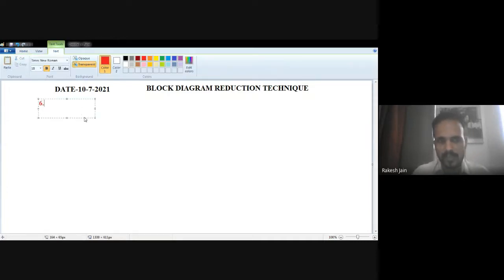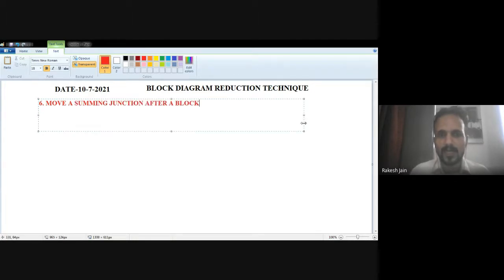So what is the sixth rule? Move a summing junction after it. In any block diagram representation, there are always three things available: blocks, summing junction and pickoff. For the blocks, there are two rules. If cascade, then multiply them. If parallel, then add them. For the pickoff point, there are two rules. If you want to move the pickoff point before a block, then the block will also come directly. If you wish to move the pickoff point after a block, then the block will also come in reciprocal.